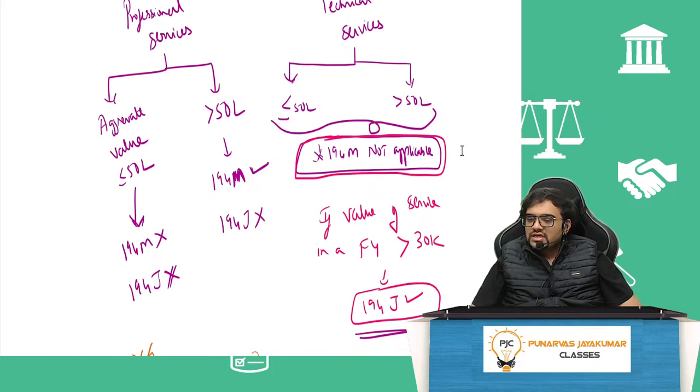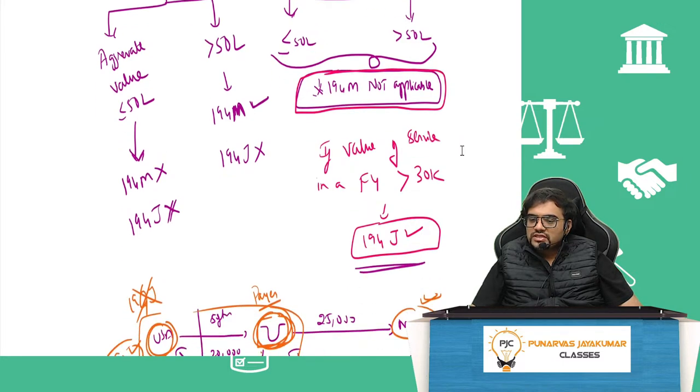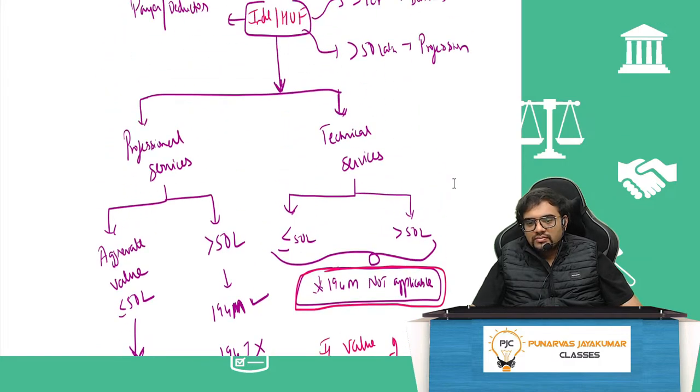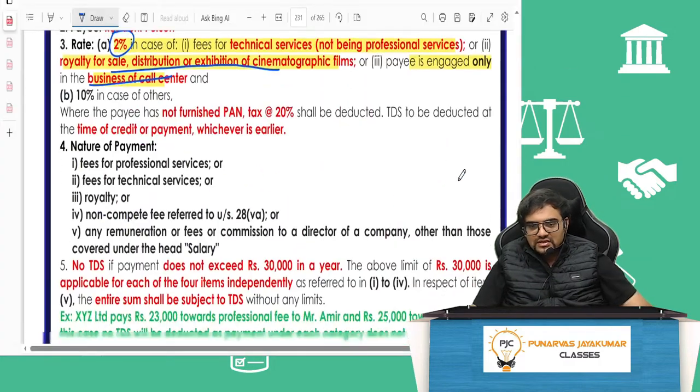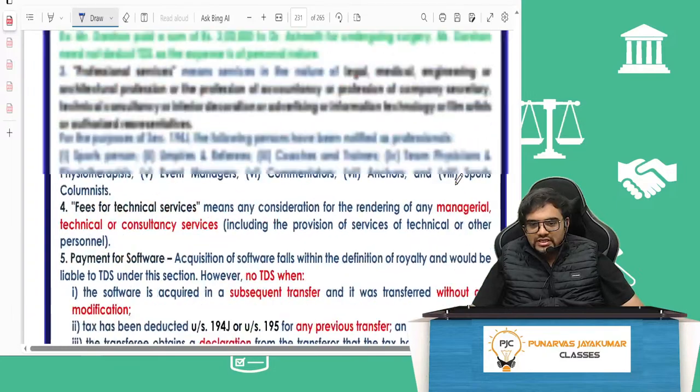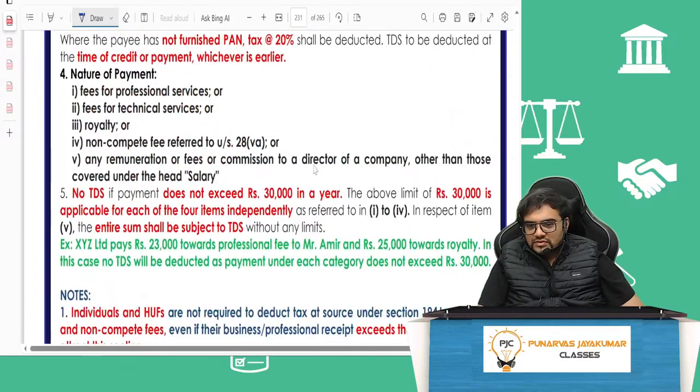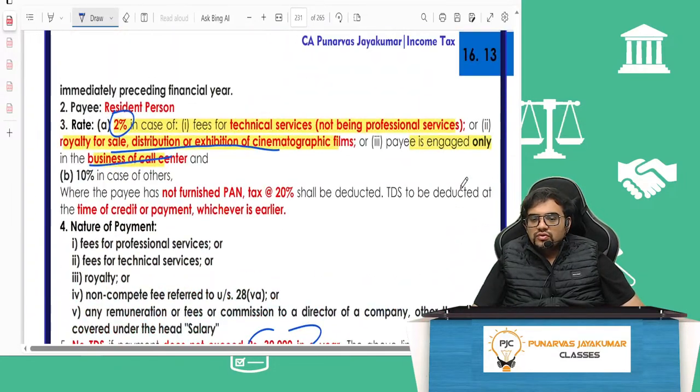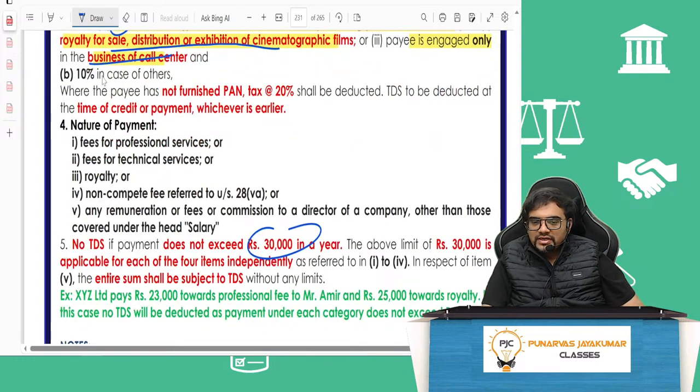194M will not apply. If the value of the service is more than 30,000, then 194J will apply. Because in professional service, technical service, etc., the limit is 30,000 in a year. Mind you, 194J is for the following payments: fee for professional services, fee for technical services, royalty for that movie, etc.